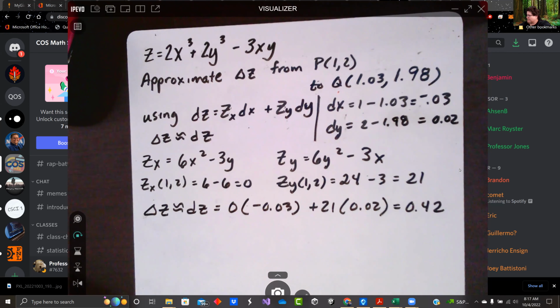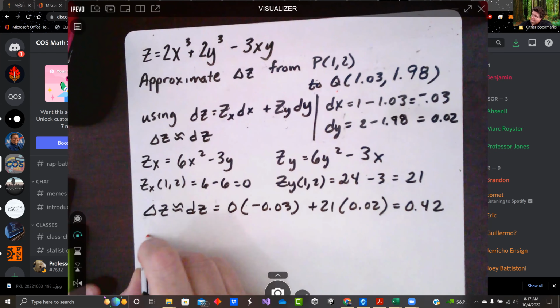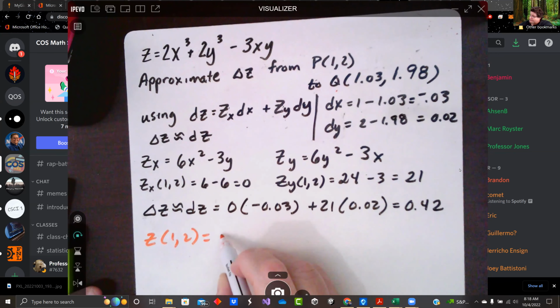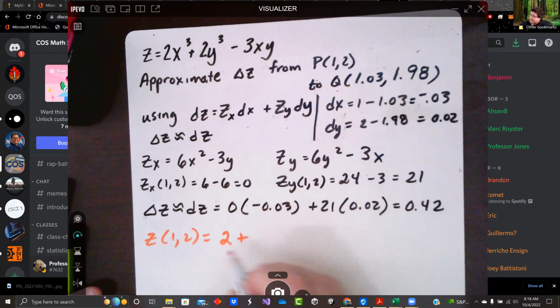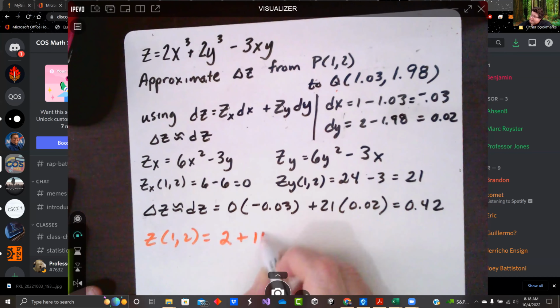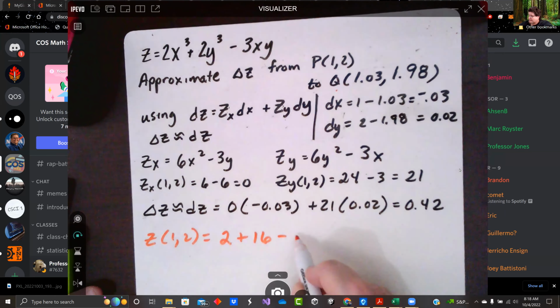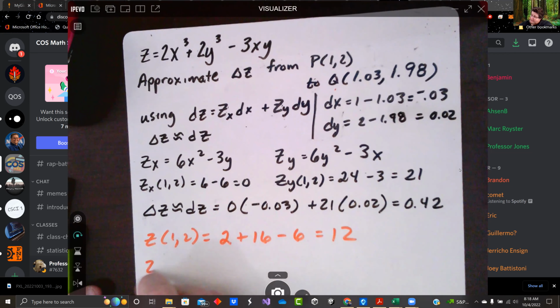Did you guys get 0.42? Let's see how close it is. What is Z at 1, 2? It's 2 plus 16 minus 6, which is 12.